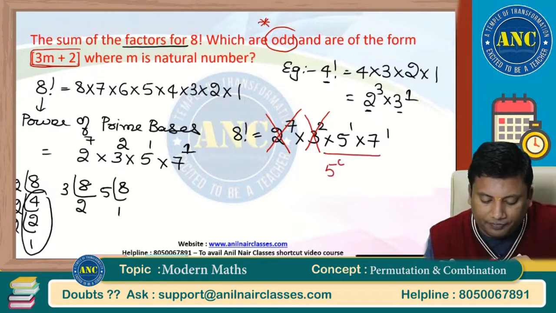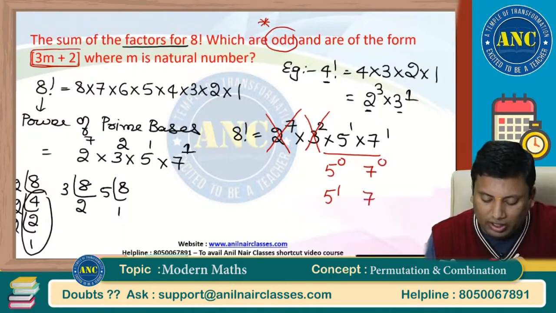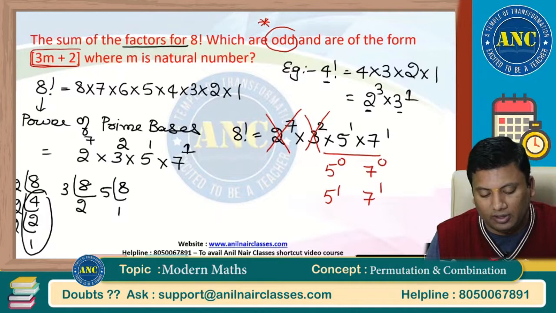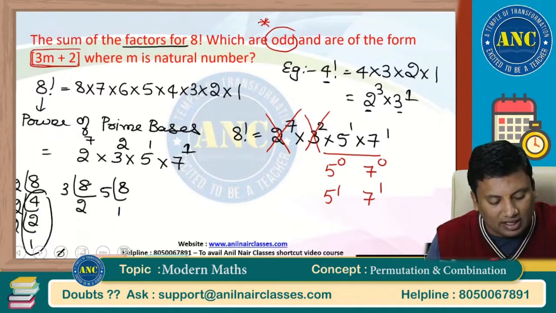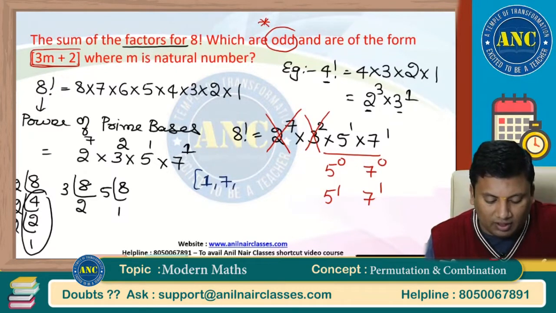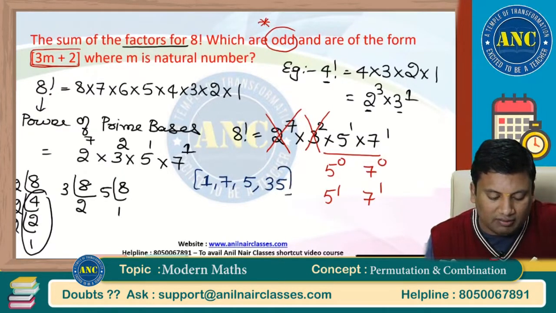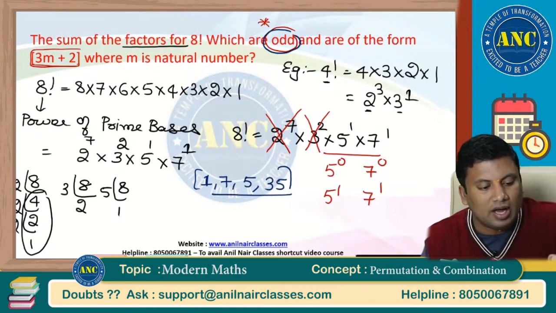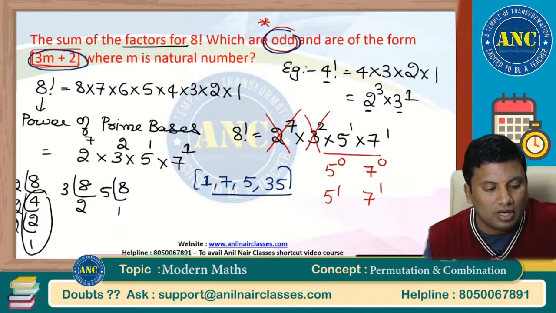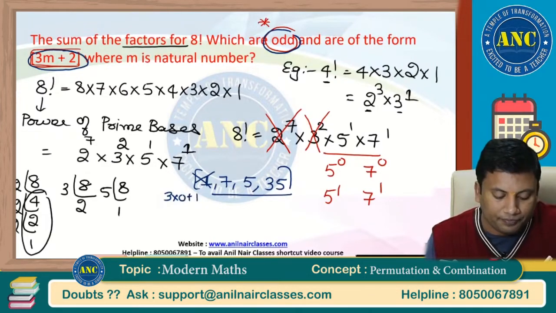Remaining, what are all the factors? Yesterday we discussed how to determine the factors by using the fundamental principle of counting. 5 power 0, 5 power 1, 7 power 0, 7 power 1. So the factors are: 5 power 0 is 1; 5 power 0 into 7 power 1 is 7; 5 into 7 power 0 is 5; 5 7s are 35. These are the 4 factors which are odd numbers. Now which are of the form 3m plus 2? 3m plus 2 we have not even seen yet. This is 3 into 0 plus 1. I want 3 into m plus 2. This is not possible. This is 3 into 2 plus 1, that is 3m plus 1.